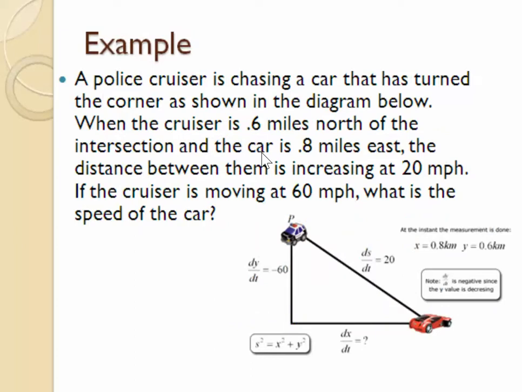A police cruiser is chasing a car that has turned the corner as shown in the diagram below. When the cruiser is 0.6 miles north of the intersection and the car is 0.8 miles east, the distance between them is increasing at 20 miles per hour. If the cruiser is moving at 60 miles per hour, what is the speed of the car? Pictures are very helpful. If a problem doesn't have a picture, I suggest that you draw one.